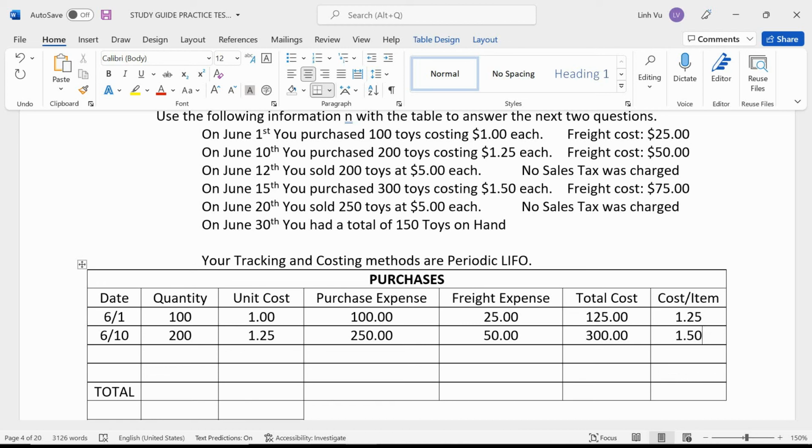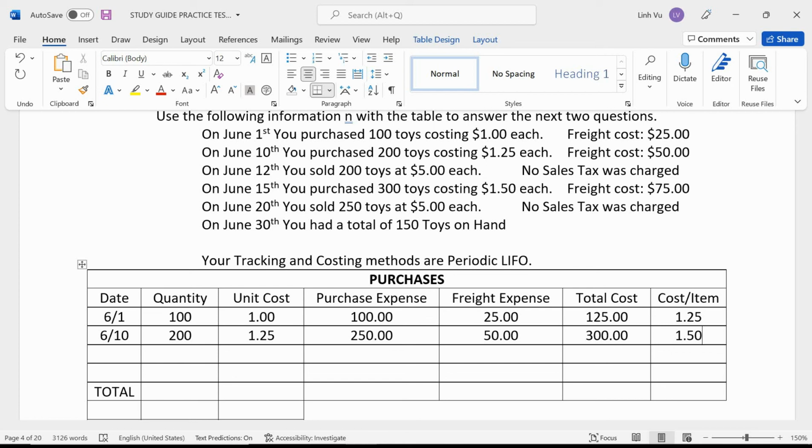No sales tax was charged. So in this case, what do I do with the sales? You don't record it, right? Because it's periodic. We don't keep track of sales. We only keep track of our purchases, and at the end of the accounting period, we'll figure it out after that. Okay? So good.